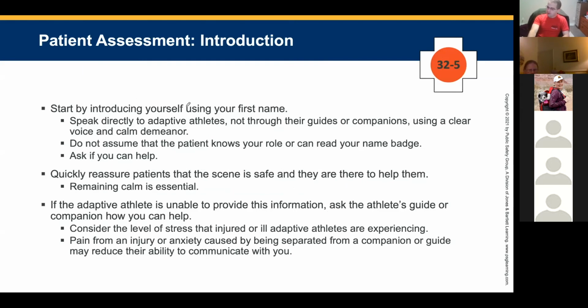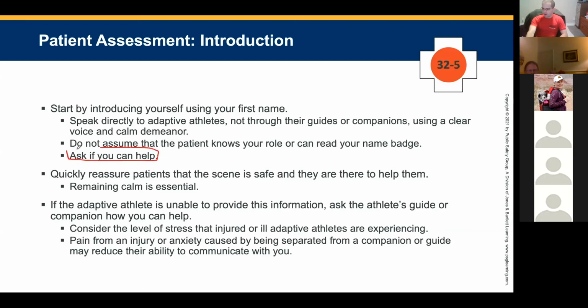We always want to start by introducing ourselves, telling them who we are. We want to speak directly to the adaptive athlete, not to their guide or companion, using a clear voice and calm demeanor. We don't want to assume that the patient knows your role and can read your name badge. We always want to ask if we can help.